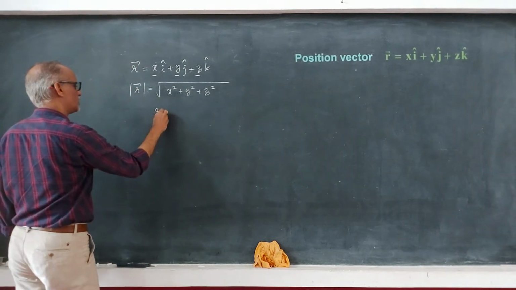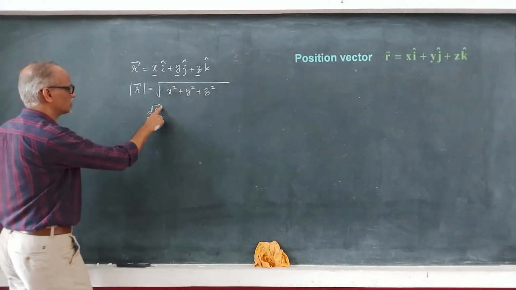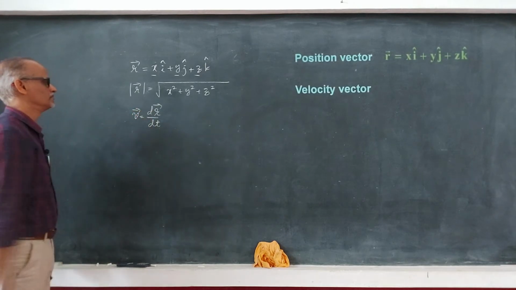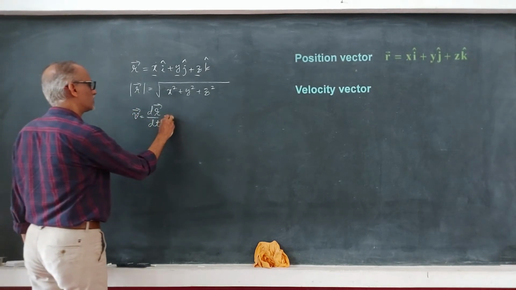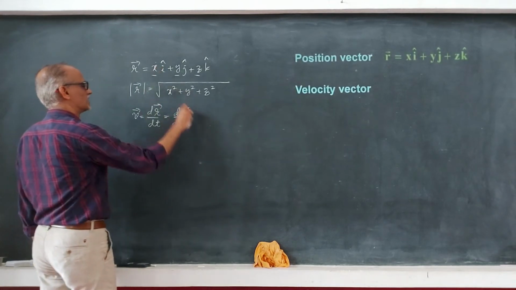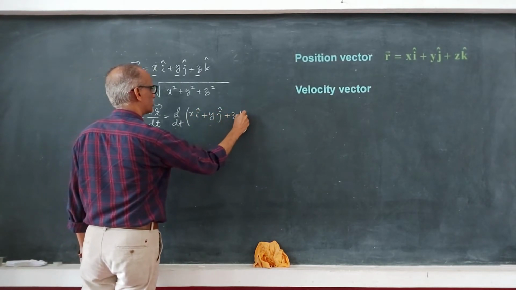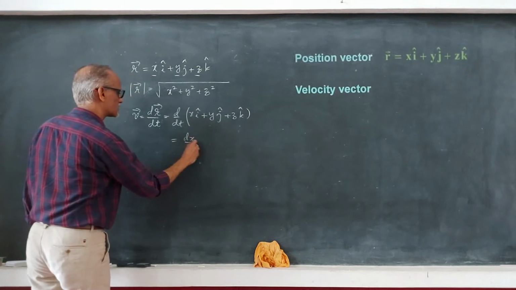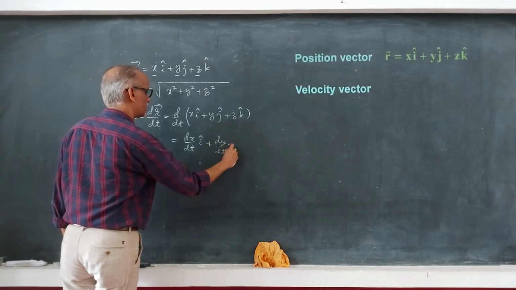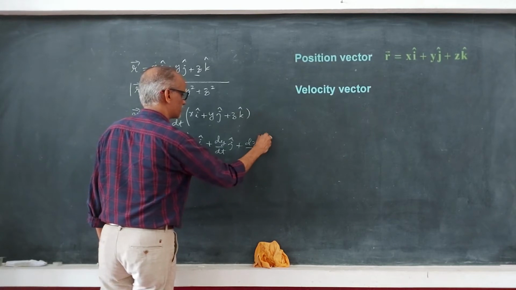I will differentiate this position vector so that I will get dr by dt. Rate of change of position will give you the velocity vector, which is v. That is equal to d by dt of the position vector, which is x i cap plus y j cap plus z k cap. That is the same as dx by dt i cap plus dy by dt j cap plus dz by dt k cap.